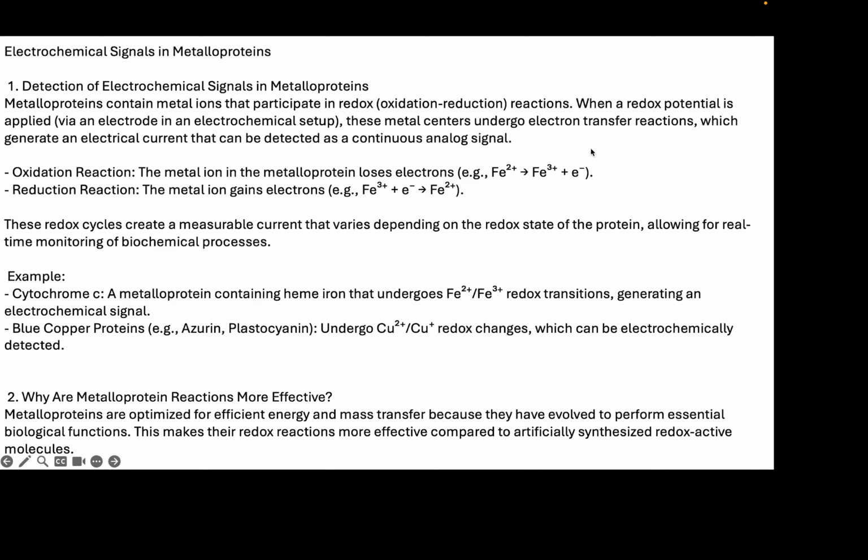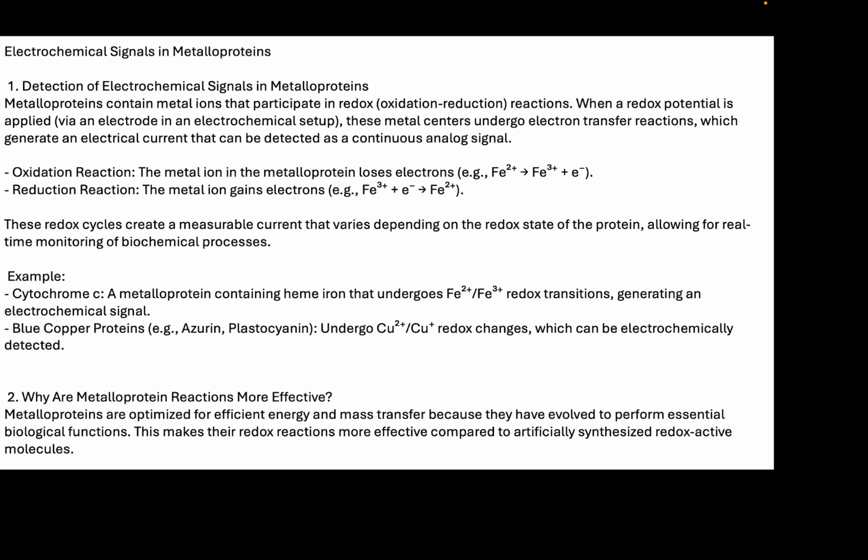Oxidation reaction and reduction reaction, majorly, if we are talking in general terms, we can see that in the oxidation, the iron will be oxidized, and in the reduction, it will receive that electron. The redox cycles create a measurable current that varies depending on the redox state of the protein and, at the end, on the particular element which we are using in the protein.